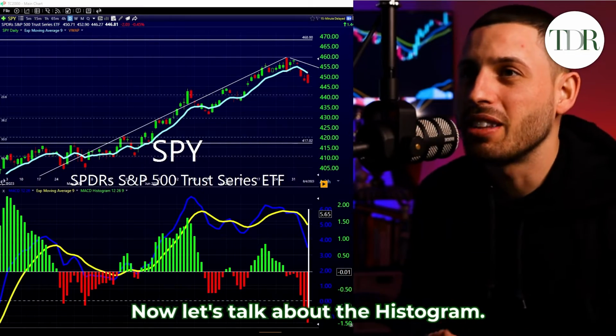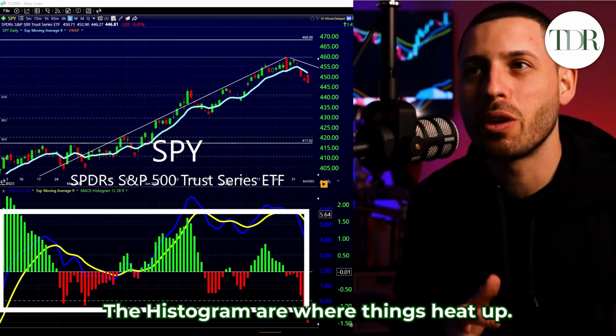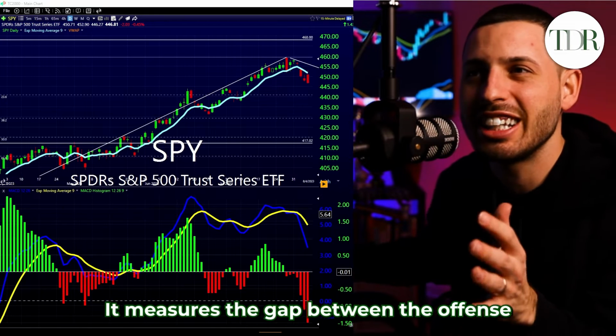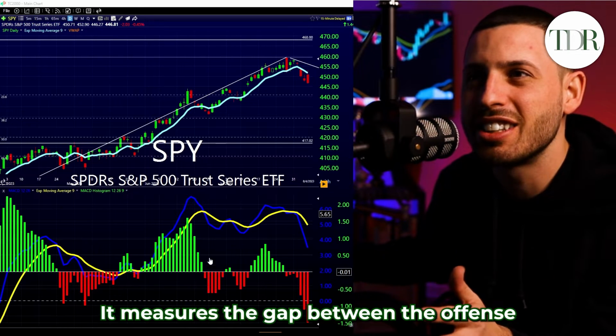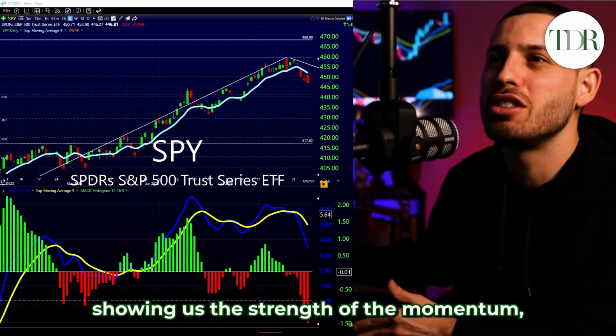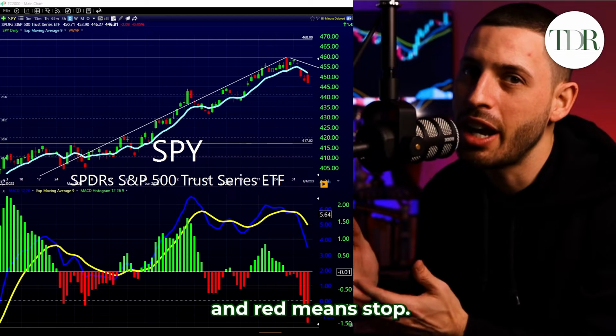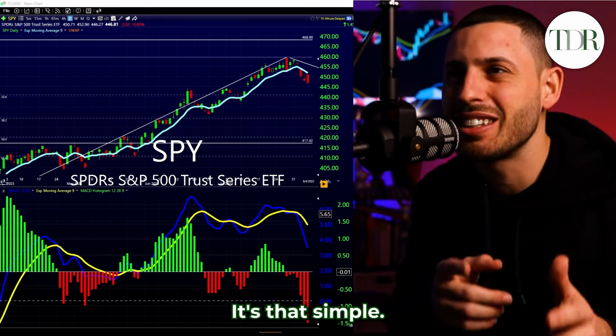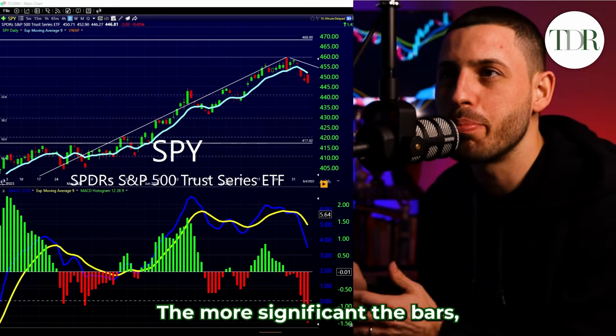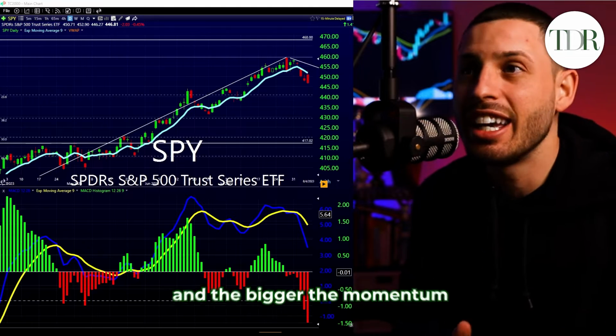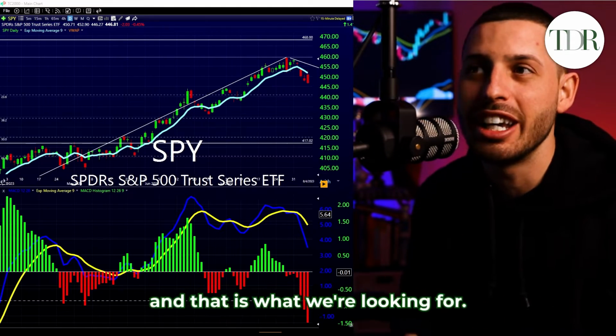Now let's talk about the histogram. The histogram is where things heat up. It measures the gap between the offense and the defense, showing us the strength of the momentum. Green means go and red means stop. It's that simple. The more significant the bars, the bigger the play and the bigger the momentum, and that is what we're looking for.